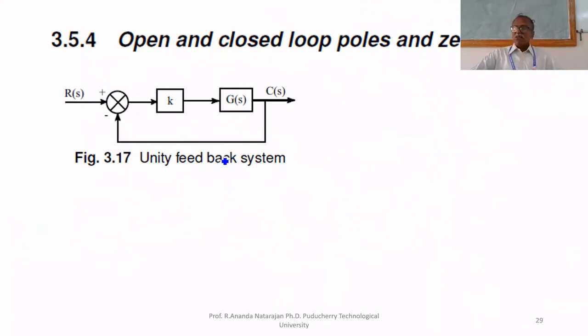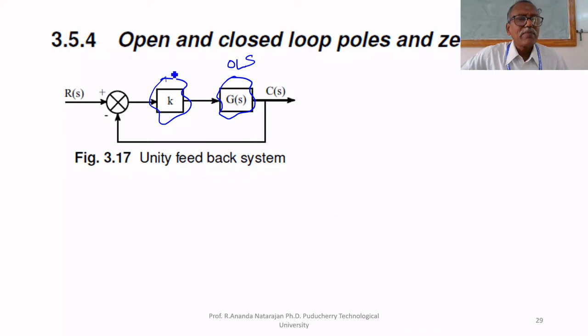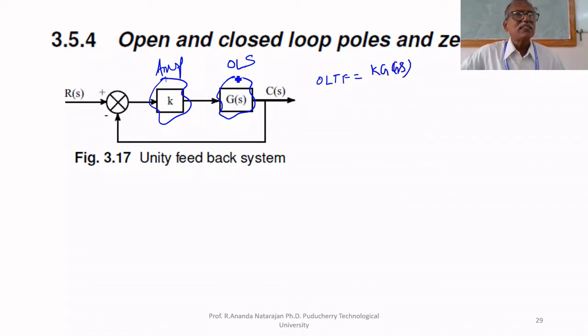So we can select the location of poles by simply modifying k. That is also possible. In this system, this is an open loop system. Here I am connecting an amplifier in series with that. Now I made this a closed loop. Now what is the open loop transfer function? Open loop transfer function equals k g of s. Am I correct? If two are in series, we have to multiply. The amplifier and the open loop transfer function are multiplied to give k g of s.